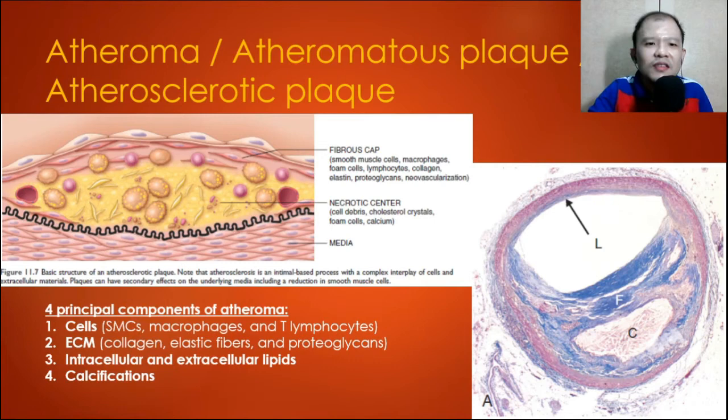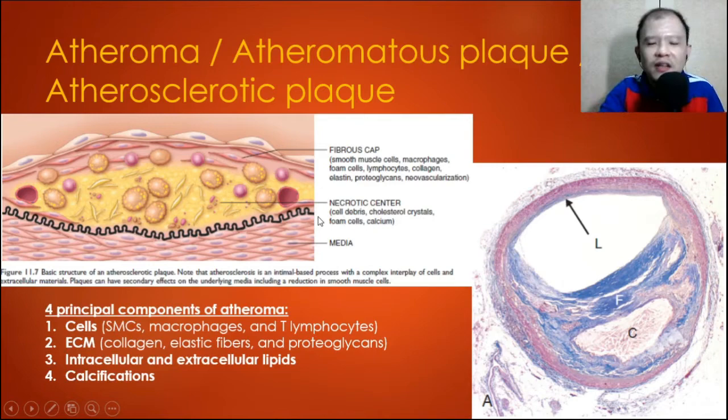Next, these are the parts of the atheroma. You have the fibrous cap, composed of smooth muscle cells, macrophages, foam cells, lymphocytes, and what have you. You also have the necrotic center or the lipid core, which is composed of the lipid itself, among others.